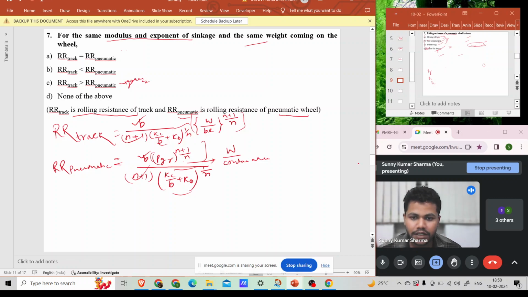So for the same weight coming on it, the contact area of a track is always greater. For a pneumatic wheel, the contact area is less because the length of the track is greater. We have the track length, and it is obvious that this length will be greater, and for some given width, the length of contact for a pneumatic tire will always be less. So this expression is developed by Br raised to this exponent and this Pg raised to this exponent.